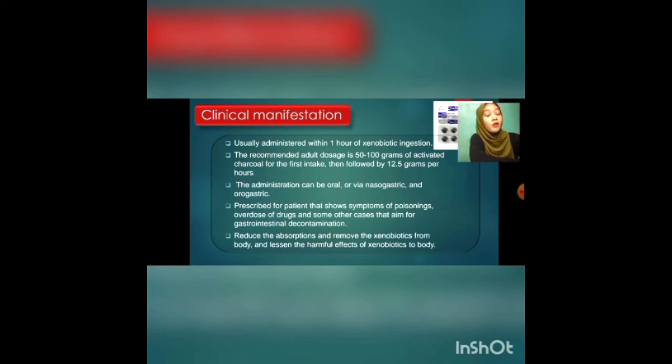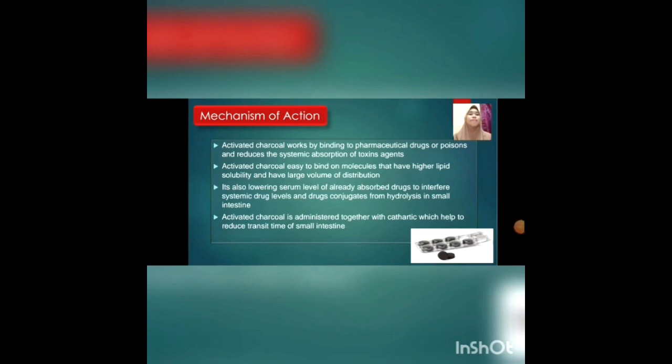The indication is for patients that show symptoms of poisoning or cases that aim for GI decontamination. It reduces the absorption and lessens the harmful effect of xenobiotics to the body. Activated charcoal treats patients by binding to poison and reducing the absorption of toxic agents in the small intestine. It also easily binds to molecules of higher lipid solubility and interferes with systemic drug levels in the small intestine. And it can also be administered together with a cathartic, as it will lessen transit time in the small intestine.